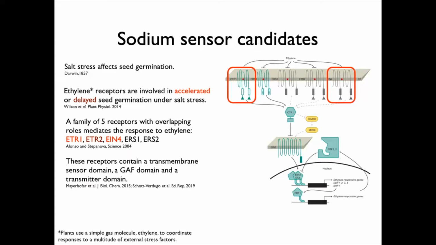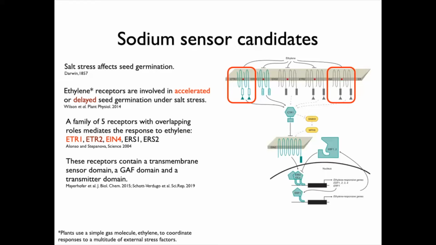These receptors have a very general domain structure. They contain a transmembrane sensor domain, here the ethylene binding domain. They contain a so-called GAF domain and a transmitter domain. And this is generally how signal transduction works. You have sensor domains that detect the signal, and then transmitter domains that pass it on or even amplify it.